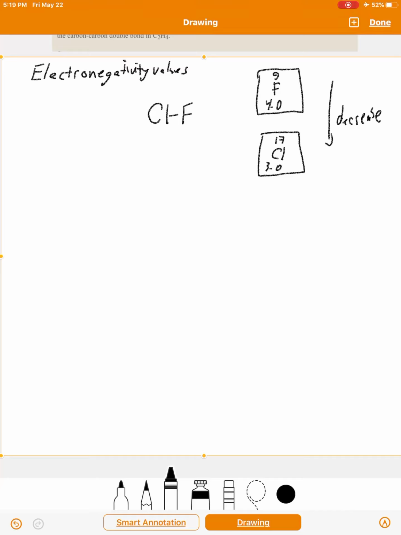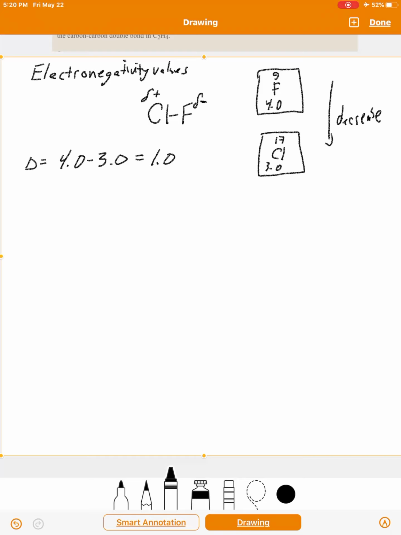Okay? So now you just look at the difference. The difference in electronegativity, take the larger one and subtract the smaller one so that you get a positive difference. It doesn't really matter. The difference is 1.0. That means there's a negative charge on the fluorine and a positive charge on the chlorine. We would say that fluorine is electronegative relative to chlorine, and that chlorine is electropositive relative to fluorine.